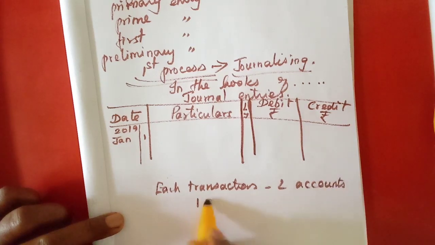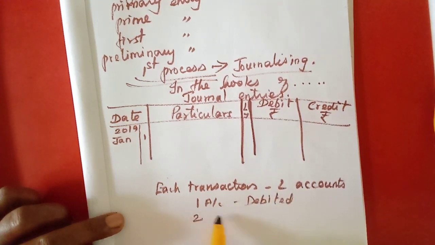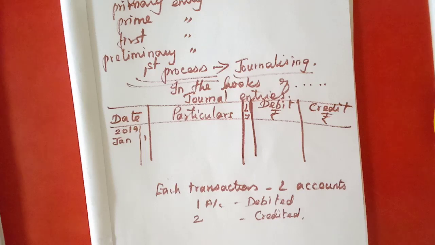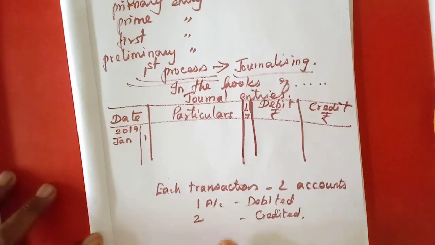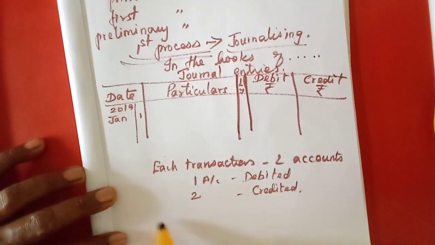One account will be debited, the other will be credited. So we should identify, that is called identification of the entries, the accounts. Here we are only identifying how many accounts a particular transaction is affecting.